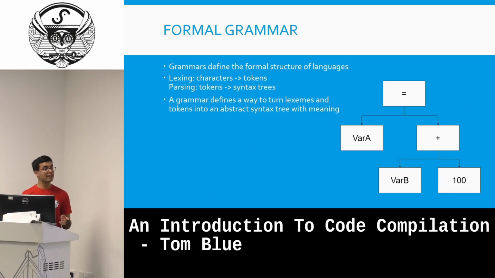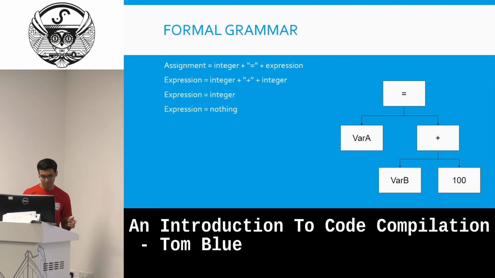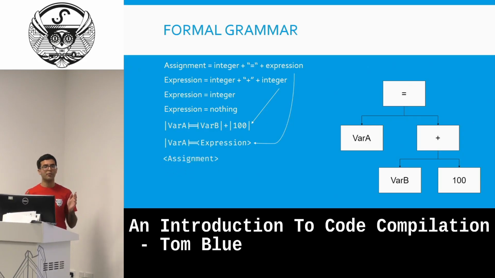So if we take this example again from parsing, where we have var a equals var b plus 100, a simple formal grammar for this might look like this, where we say an assignment is an integer plus an equal sign plus an expression. An expression is an integer plus a plus sign plus an integer. An expression is also an integer, and an expression can also be nothing. So if we know var b is an integer, we have two integers, so we can turn that into an expression, and then we can use the assignment to turn this into an assignment. So we've evaluated the syntax tree as being an assignment through using this formal grammar.